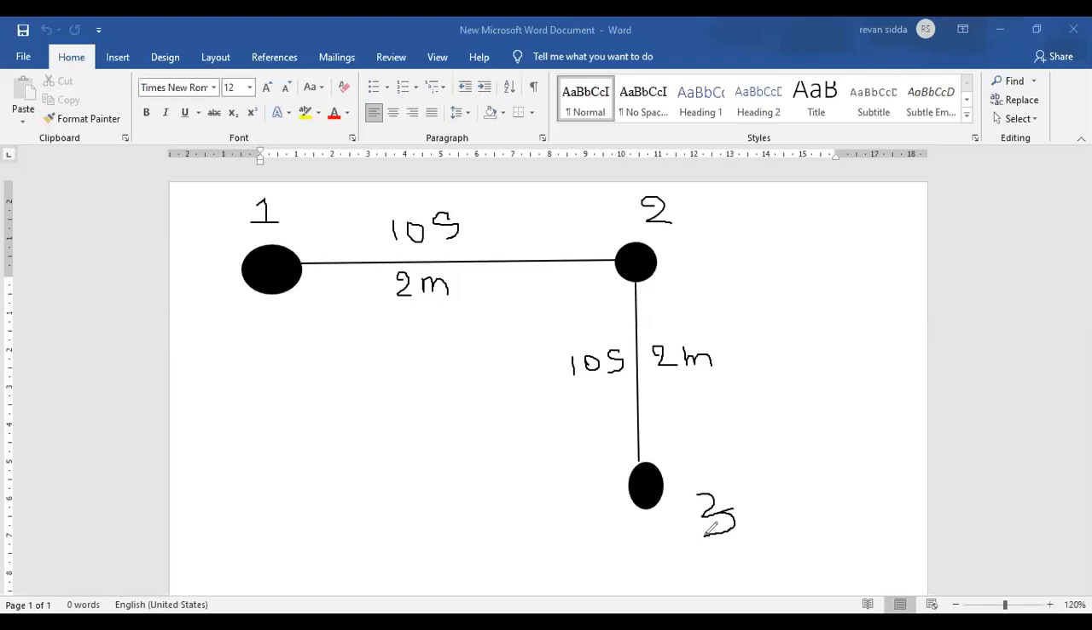So the definition will be like this: when a body covers equal distance in equal intervals of time in a specified direction, it is said to be in uniform motion. The body is said to have uniform velocity.